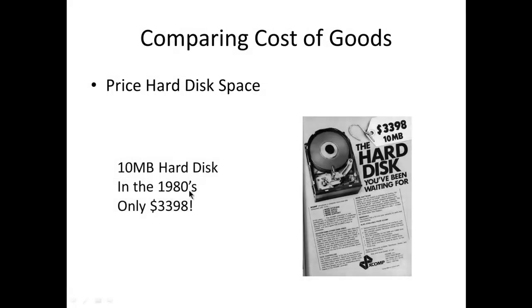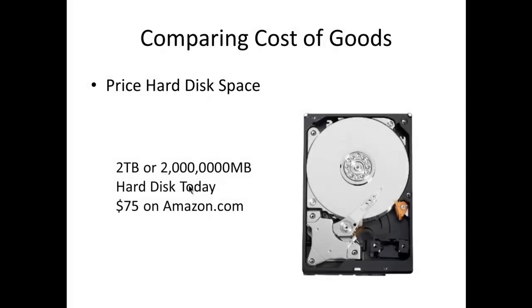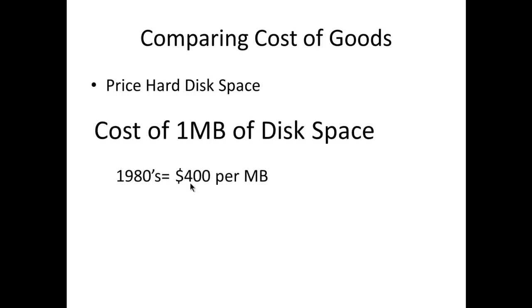Here's an ad from the 1980s saying what we've been waiting for, a 10 megabyte hard disk for only about $3,400. Well, here's a more recent ad from Amazon, a 2 terabyte or 2 million megabyte disk for $75. So if you want to compare apples to apples, what's it cost to buy a megabyte? In the 1980s, it cost almost $400. Today, it costs less than 1/100th of a penny.